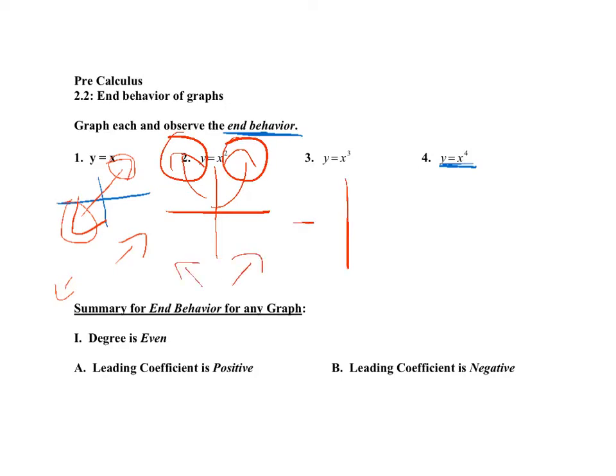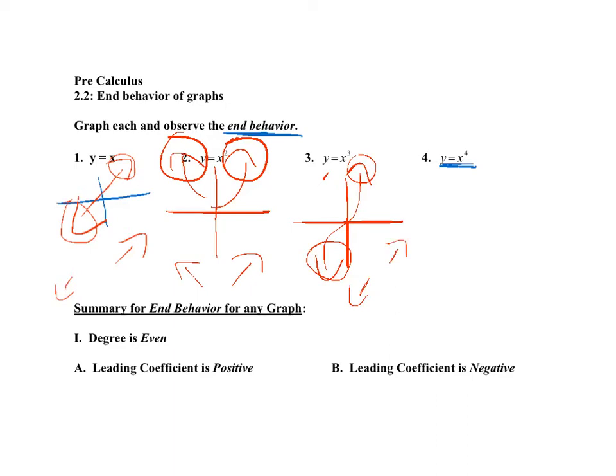X cubed, we know this shape. This is the S curve. It looks like this. So now this is like number 1. To the left it goes down, to the right it goes up. So I'm going to put this here. To the left it goes down, to the right it goes up. So you know that without even using a graphing calculator.